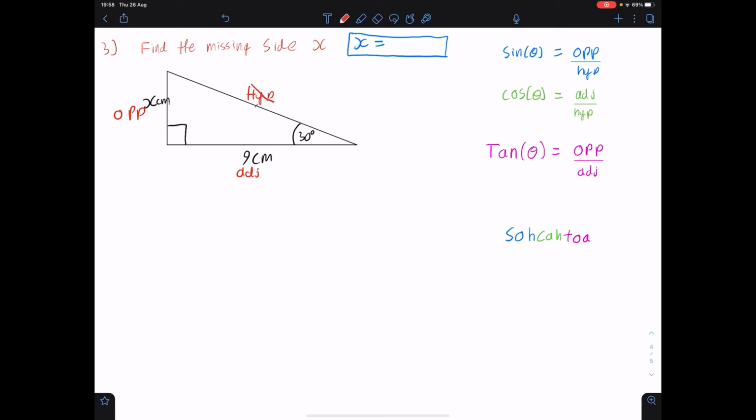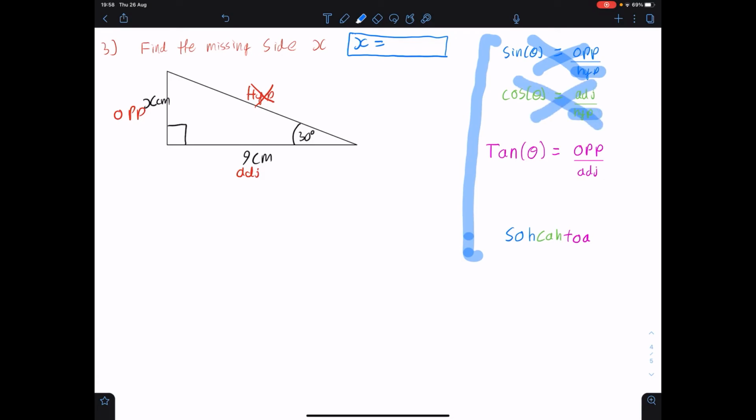So what we need to do now is look at our trigonometric ratios and cross out any ratios which involve the hypotenuse. The sine trigonometric ratio contains a hypotenuse, so we bin that. The cos trigonometric ratio contains a hypotenuse, so we also bin that. We're left with the tangent trigonometric ratio which does not contain the hypotenuse side. So all we need to do now is substitute in the information that we know and rearrange for x.